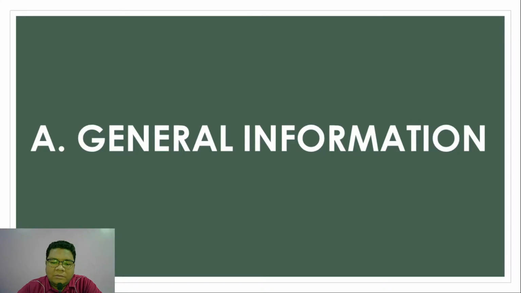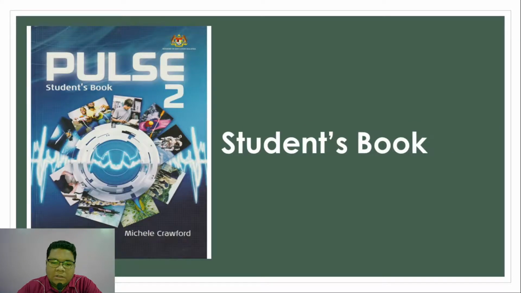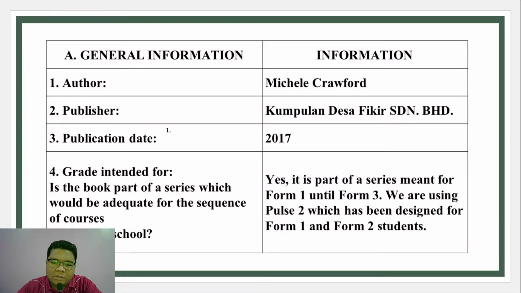Okay, so for general information, this is the textbook that we have chosen for our checklist. The name of the textbook is Pulse 2. It is an English textbook for secondary school students. And the author of the textbook is Michelle Crawford. The publisher is Kumpulan Desifikir Sendirian Berhad. It was published in 2017.